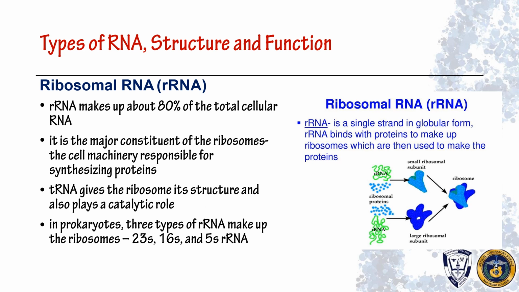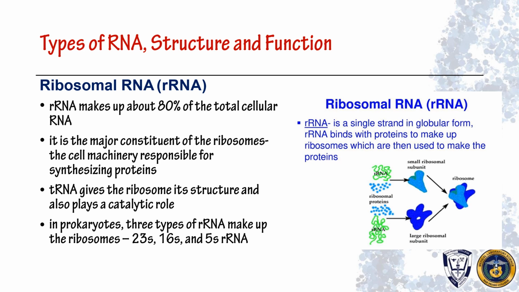And next, we have the ribosomal RNA or the rRNA. It is a single strand in globular form that binds with proteins to make up ribosomes, which are then used to make proteins. It is made up of RNA. rRNA makes up about 80% of the total cellular RNA. It is the major constituent of the ribosomes, the cell machinery responsible for synthesizing proteins. Then the rRNA gives the ribosome its structure and also plays a catalytic role.